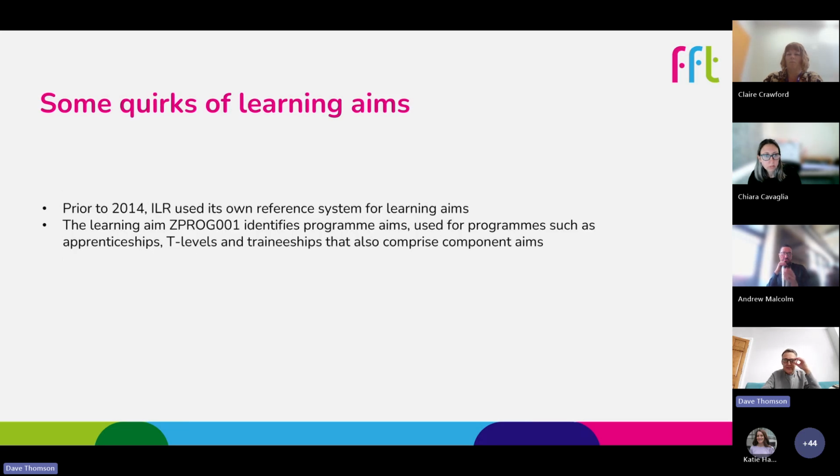A couple of things about learning aims. Prior to 2014, ILR used its own reference system rather than the system of QANs that's currently used. If you're working with data prior to 2014, it's a nightmare. It really is. And then another thing to bear in mind is there are some special learning aim references, such as ZPROG001. They identify what are called programme aims, and they're used for things like apprenticeships, T-levels, and so on. That also comprise what are called component aims, which tend to be qualifications.